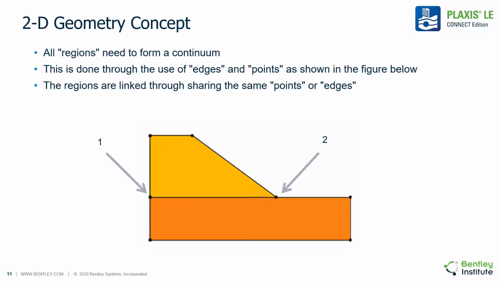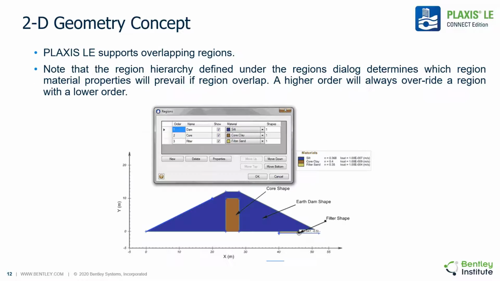The continuity of a region can be considered through the use of edges and points, as shown in the image below. The regions are linked through sharing the same points or edges, as you can see indicated in points 1 and 2. PLAXIS LE supports overlapping of regions in all software products. This greatly simplifies the entry of certain models as the requirements for geometry input are relaxed.